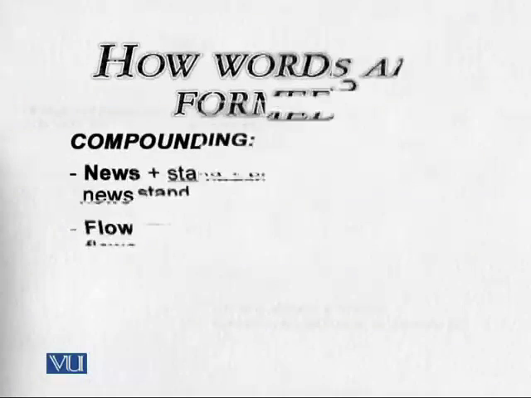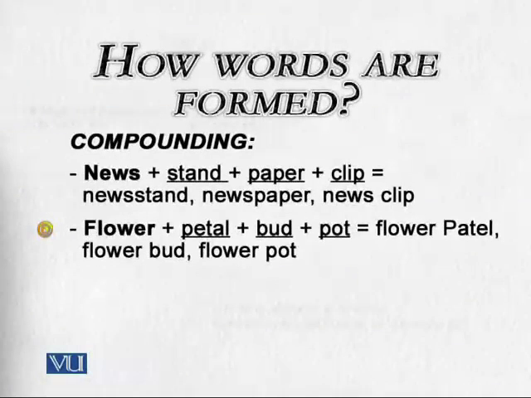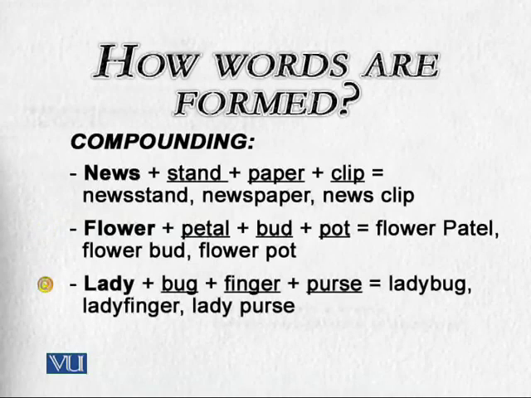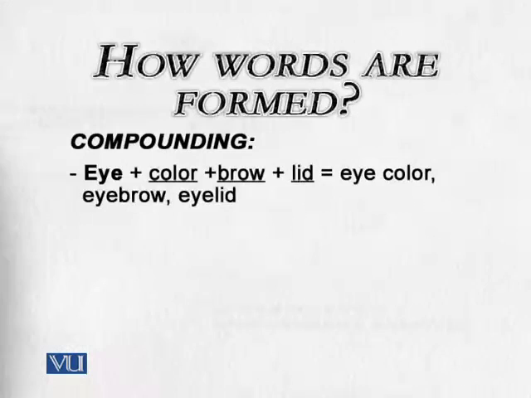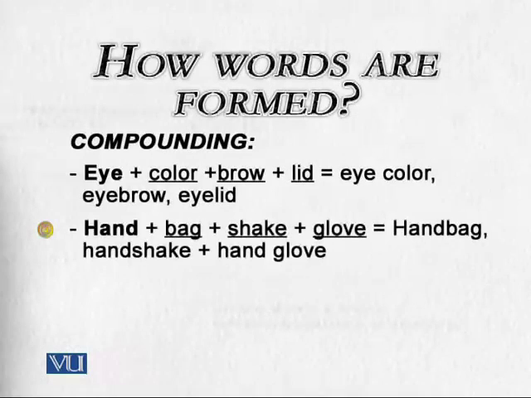Here, we cannot use derivation, actually, derivatives. Portmanteau, of course, can be derivatives. But this is called compounding. These are compound words because we are combining full-fledged words. Some more examples: from flower, you can add petal, flower and petal put together. It's a compound word, flower petal, or flower pot, or flower bed, or flower bud also. Then from lady, you can add bug with it: ladybug, ladyfinger, lady purse. Now, these were different words compounded together and created new words. Then comes eye: eye color, eyebrow, and eyelid. From hand, you can add another word: bag, handbag; shake, handshake; glove, hand glove.